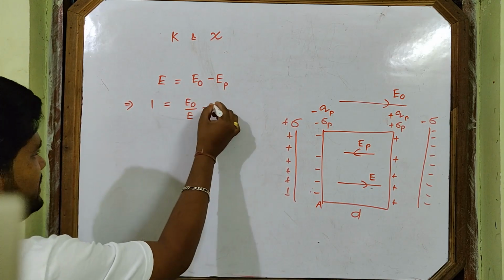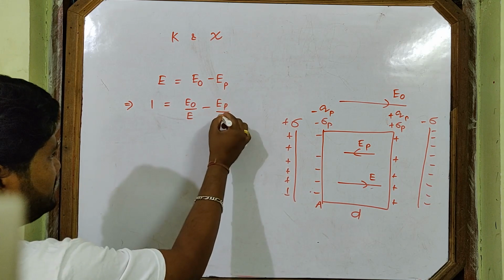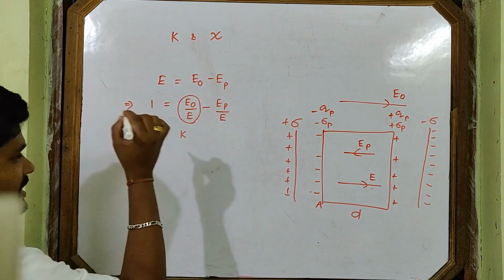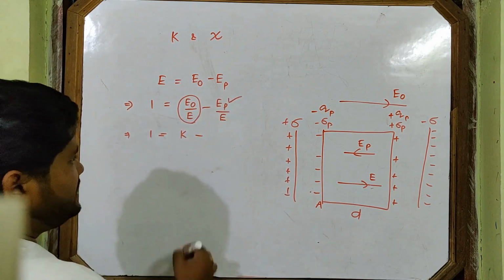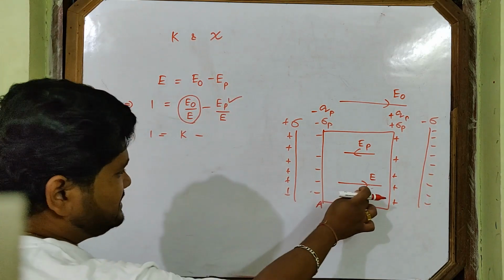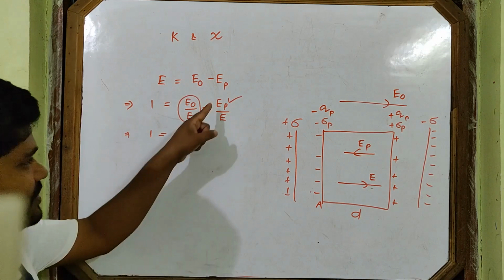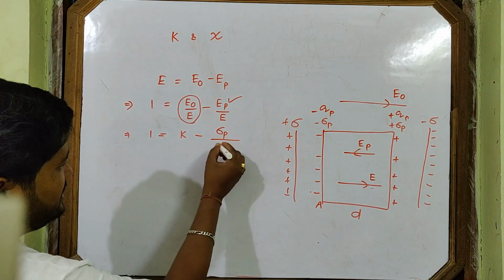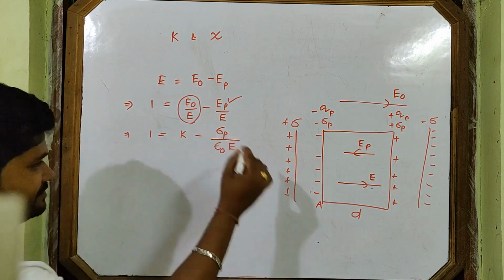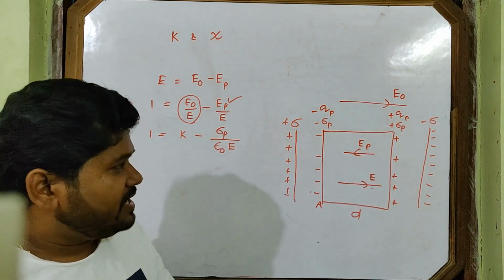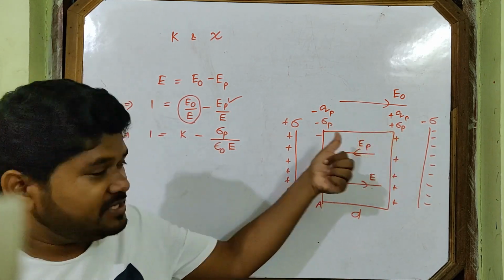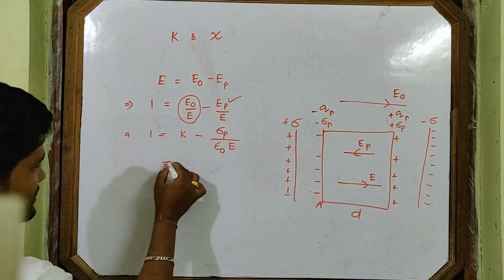So E naught by E, this is EP by E. So this is 1, and what is this? I have told you, dielectric constant, and EP is the electric field inside it. That is nothing but sigma P by epsilon naught. This sigma P is the surface charge density. Okay, sigma P by epsilon naught.